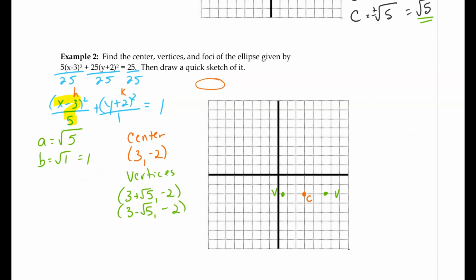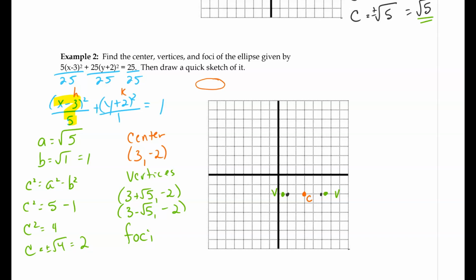All right, now we have to get our foci. Well, to do that, we're going to have to find c. So c squared equals a squared minus b squared. So that is going to be 5 minus 1. So c squared equals 4. c is going to end up being plus or minus the square root of 4, which is, and remember, we used the positive with this, 2. So we are going to move from my center 2 to the right and 2 to the left.